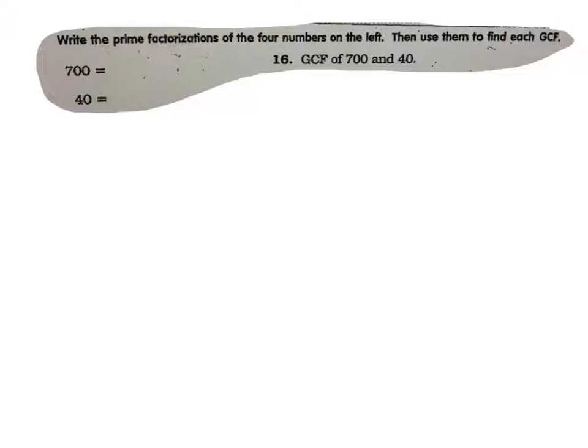So what we're going to do is find the GCF, that stands for greatest common factor, of these two numbers, but first we're going to find the prime factorization of them. So we're going to start with 700. This is when we make our factor trees.